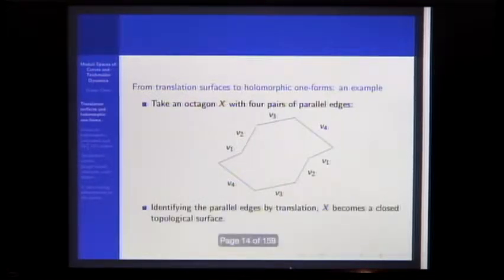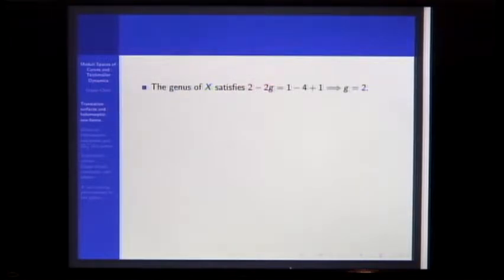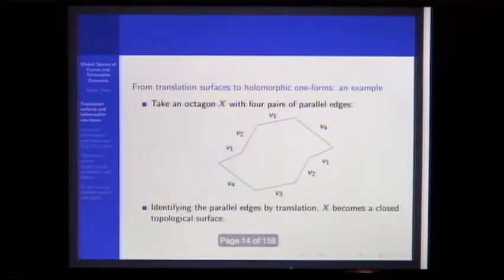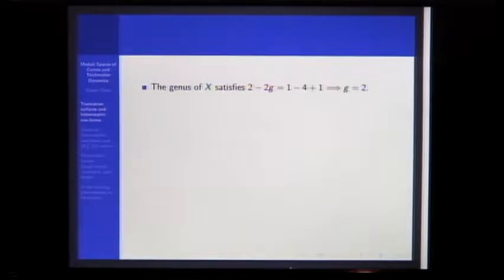Okay? And the genus, if you apply the topological Euler characteristic, let's see. There is one face and 4 edges. After identification, all the eight vertices become the same point if you check, so that is one vertex. By the Euler characteristic, you can read out that the genus of the surface is two. And where is the one-form? First, let's consider its complex structure. That's easy, because the polygon lies in the Euclidean plane, so you can just use the induced structure from the Euclidean plane.